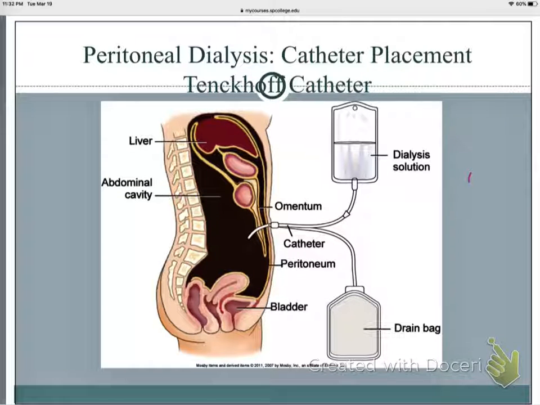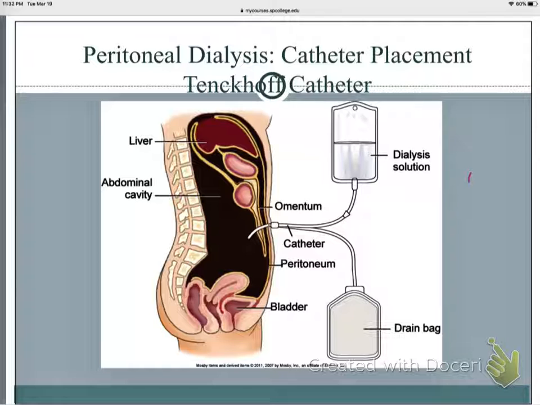So we're going to start to talk about peritoneal dialysis. That's our first type of dialysis we're going to talk about today. Peritoneal dialysis kind of started back in the 70s. And about 12% of patients receive peritoneal dialysis.